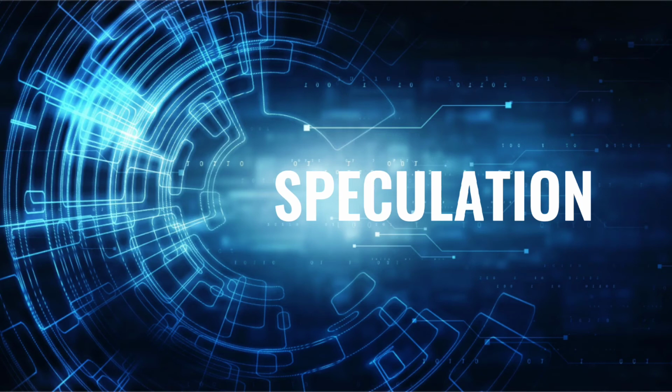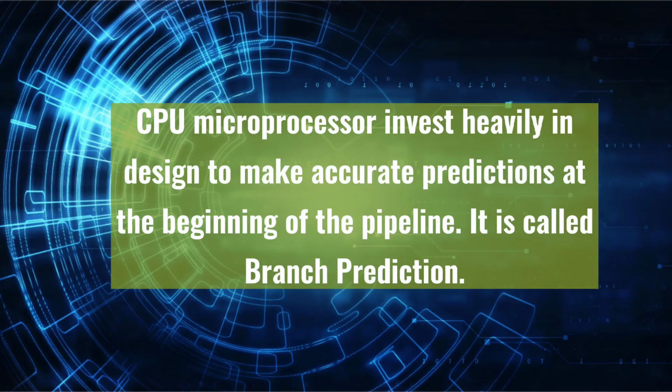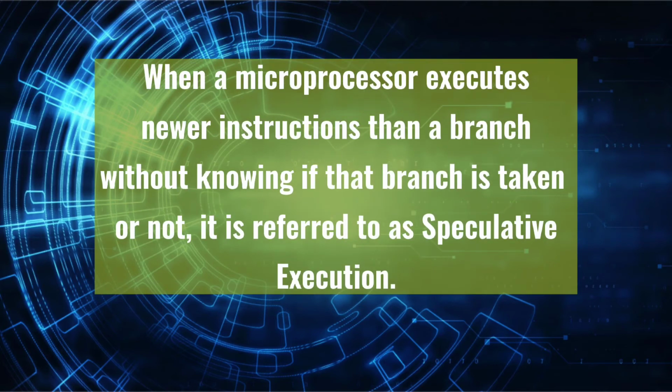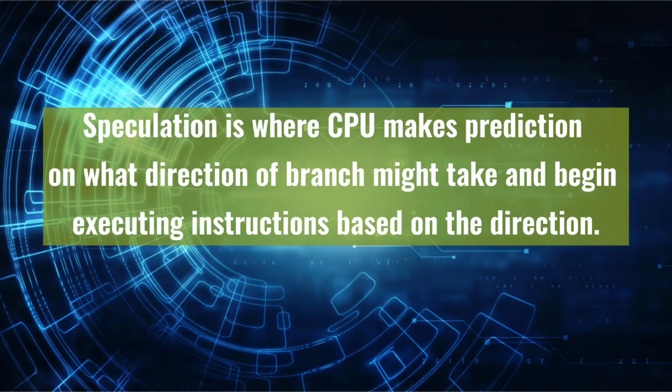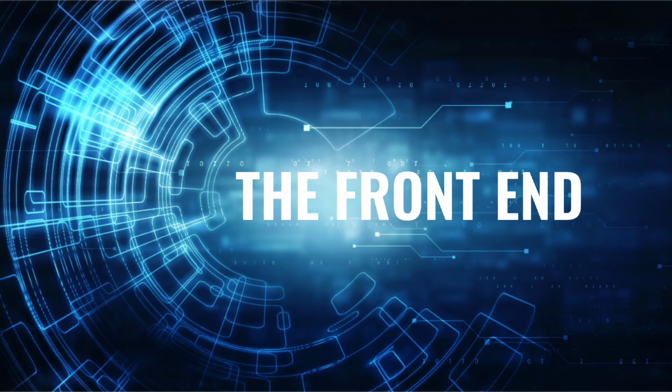Now let's move on to speculation. The CPU microprocessor invests heavily in design to make accurate predictions at the beginning of the pipeline. It is called branch prediction. When a microprocessor executes newer instructions than a branch without knowing if that branch is taken or not, it is referred to as speculative execution. Speculation is where the CPU makes a prediction on what direction a branch might take and begins executing instructions based on the direction.